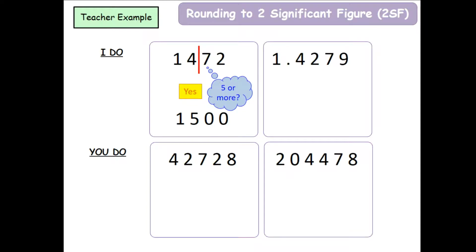1500. Okay, next one. Now we're involving decimals. 1 is a significant figure, it's my first significant figure. 4 is my second significant figure, so my line goes between 4 and 2. Now we're looking at that 2. Is 2 5 or more? No. So my answer is going to be 1.4, and you can write 3 zeros after it, but you don't need to because it's the same number. What I'd like you to do now is pause the video and have a go at answering the next two questions.